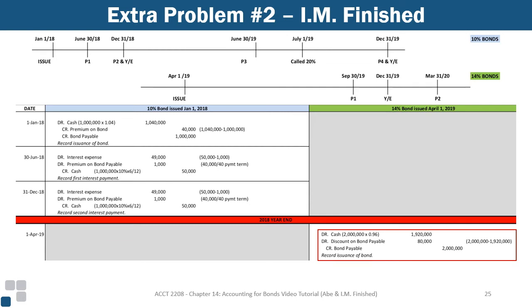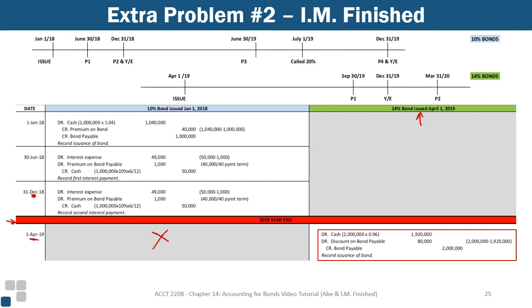So now at year end, there's nothing to do on this particular bond. So we go through the year end, but because the interest payment is also at December 31st, there's no accrual necessary. So the red line here just represents that there's a year end and now we go past it. So our next date would be April 1st, but there's no transaction related to the bond on April 1st. It's on April 1st that the new bond is issued.